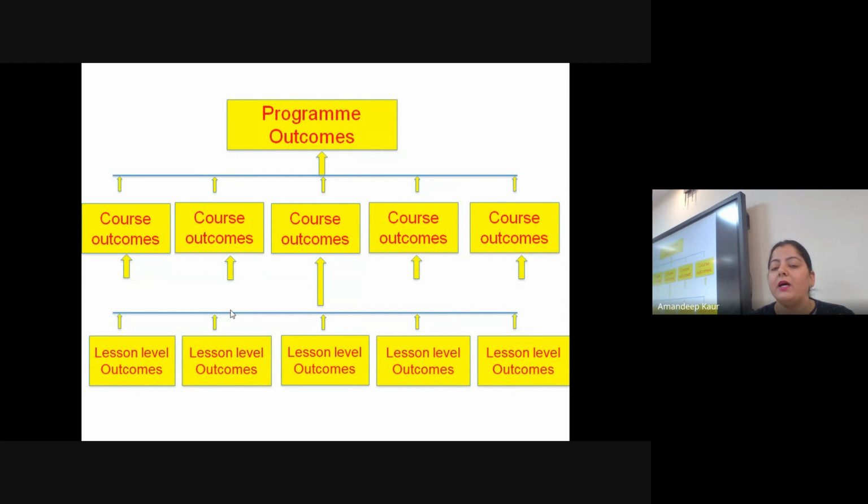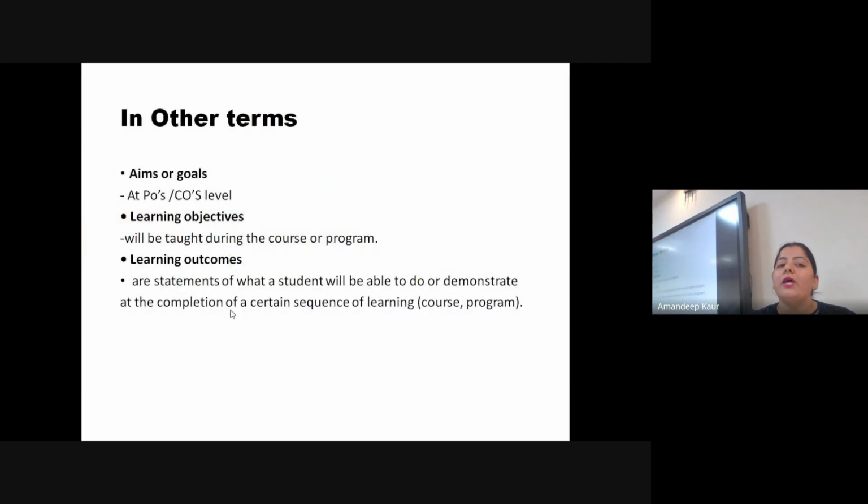So that is why a set of courses is given in a given program, and based on that program we are going to define different learning outcomes. So when we are saying aim or goal of any branch of engineering, that is as per the program outcomes and the course outcome that we have defined. Learning objective will be taught during the course or during the program. So as a teacher, what is my objective?